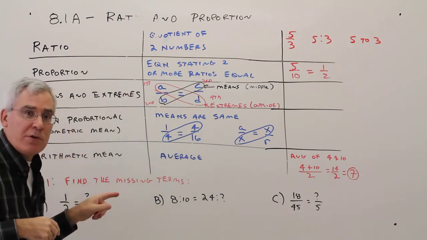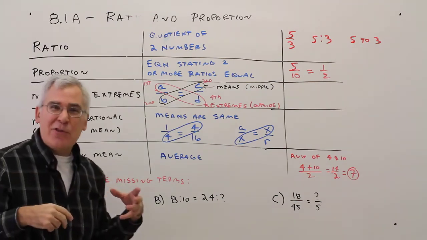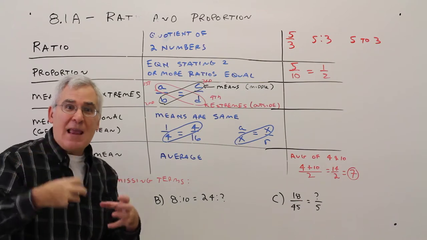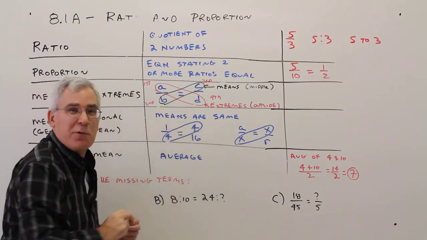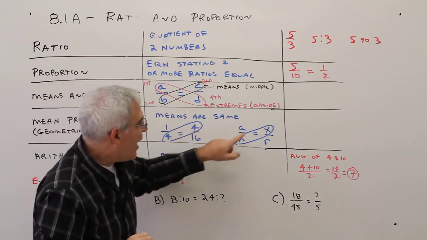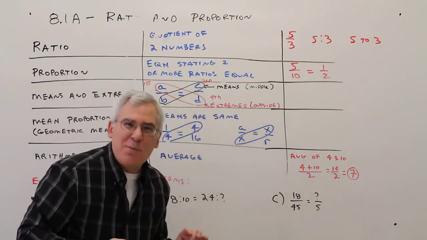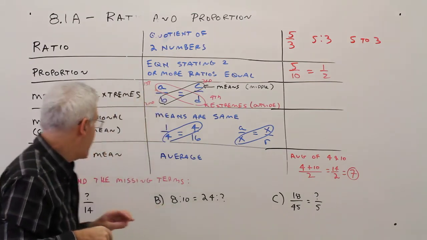Mean proportional, we'll do more of that later. That's also called the geometric mean. It just means that the means are the same. 1/4 equals 4/16. Those means are the same. a/x equals x/r. Those means are the same. And we'll do more of that in the future.